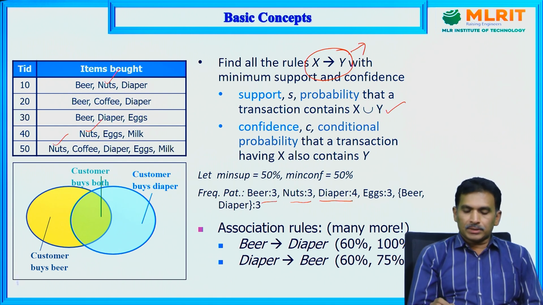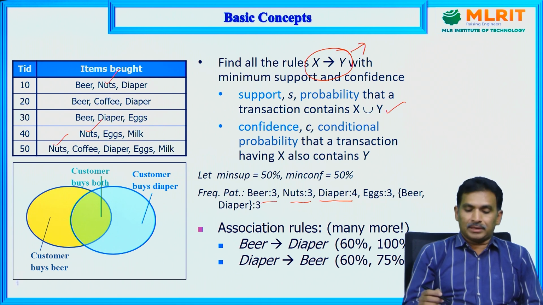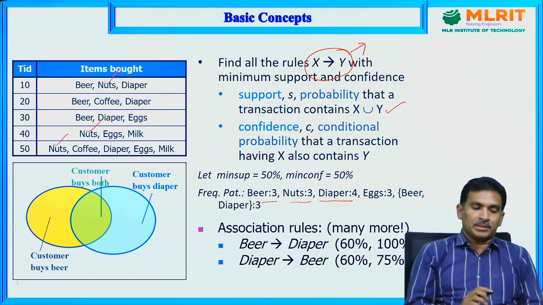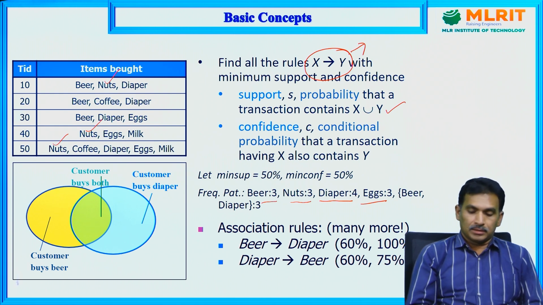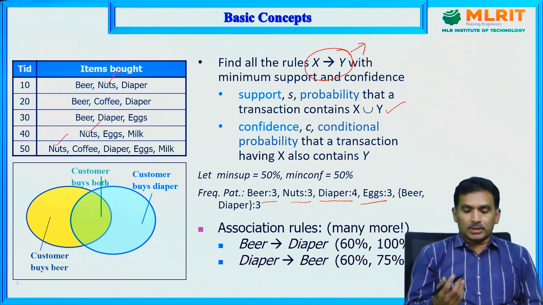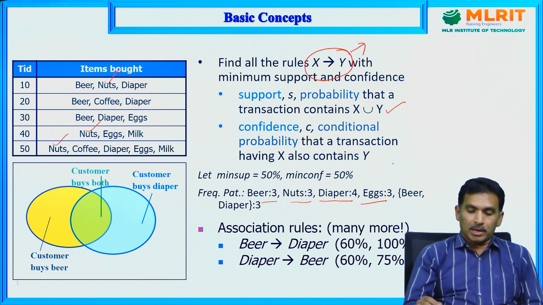And diaper also, because it appeared in 4 transactions. That means 4 customers have purchased the product diaper. And eggs is also another frequent item set. Its frequency is 3, so that's why it is a frequent item set, because 3 by 5 is more than 50%.